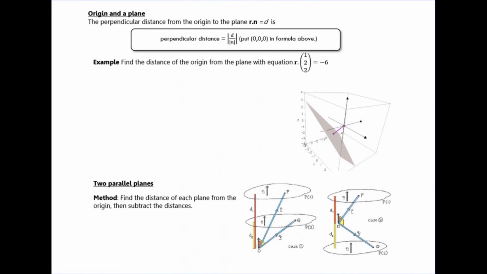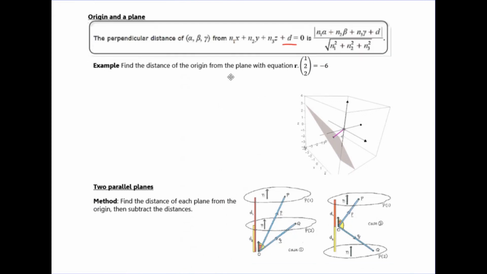There is a formula in your pack here for the distance from the origin to a plane. I wouldn't learn it. It's just putting 0, 0, 0 into your formula, which means most of the stuff ends up being 0. So if you want to find the distance from the origin to that plane, all we're doing in here is putting in alpha, beta, gamma of 0, 0, 0. All of this stuff ends up disappearing, and you just end up with your d value at the top. So the distance of the origin from the plane, everything ends up being 0. You just get 6 on the top.